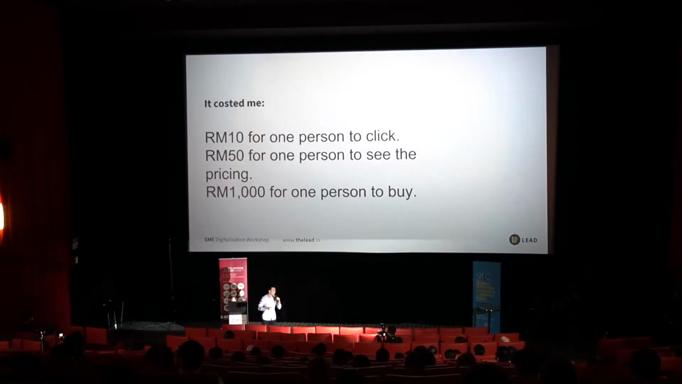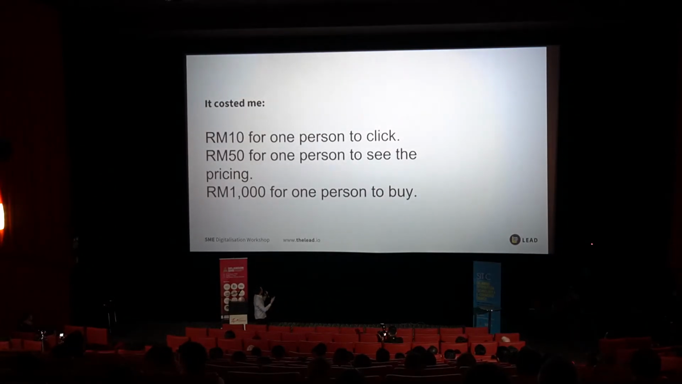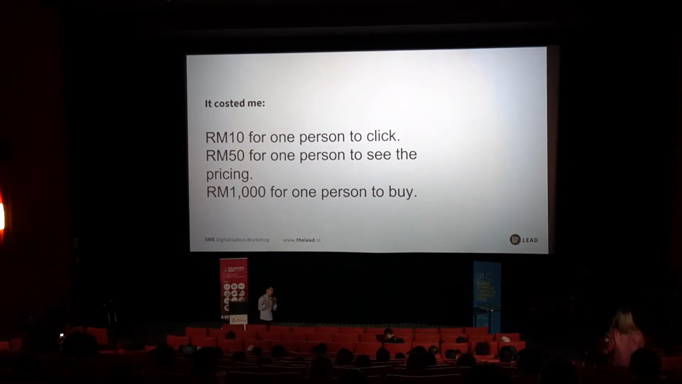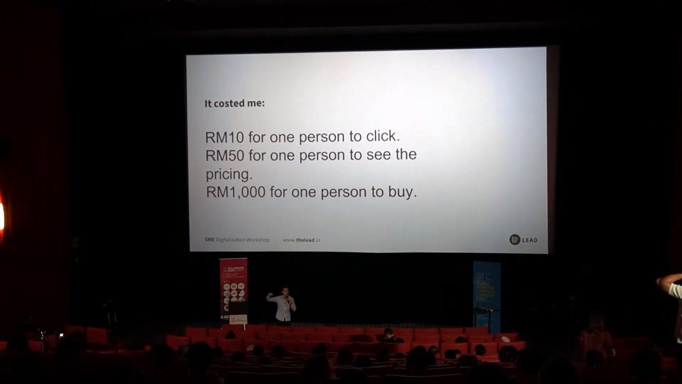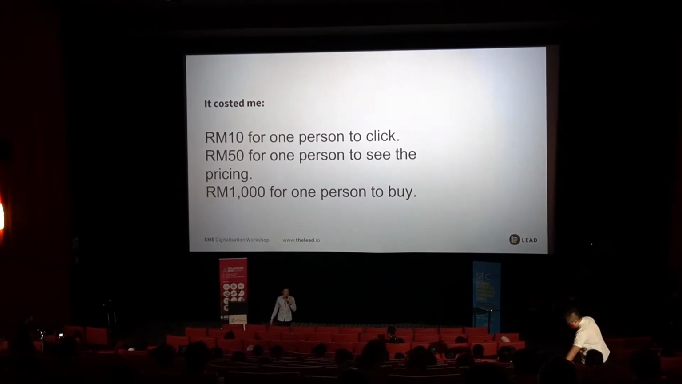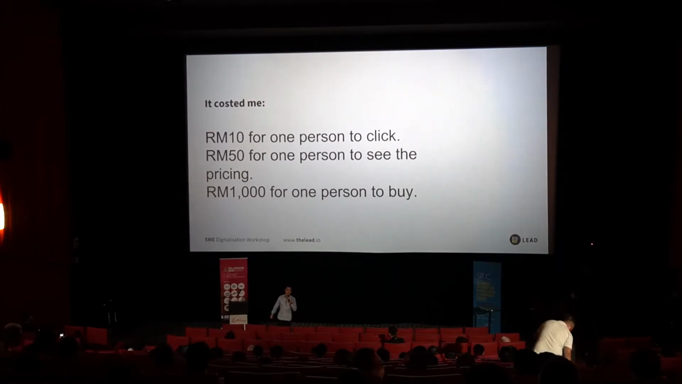All right, so to recap, we paid around 10 ringgit for one person to click, 50 ringgit for someone to go into our pricing page, and 1,000 for one person to buy. So what we do next is we just continue to scale. We put out more ads because it's a money-generating machine, correct? As easy as that. But we know that's not true.